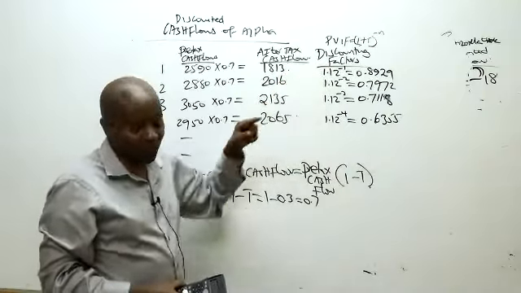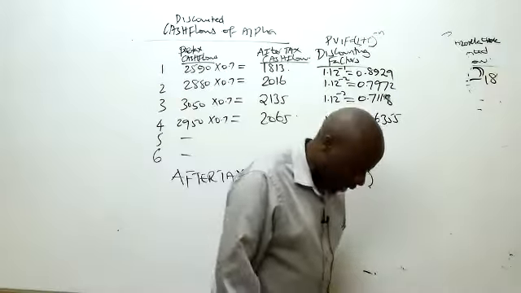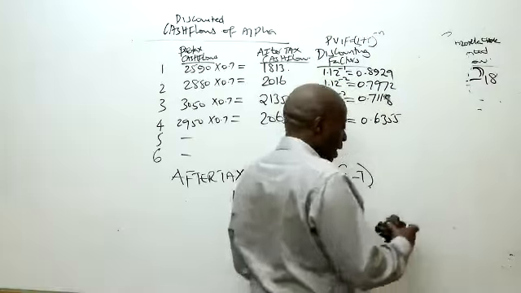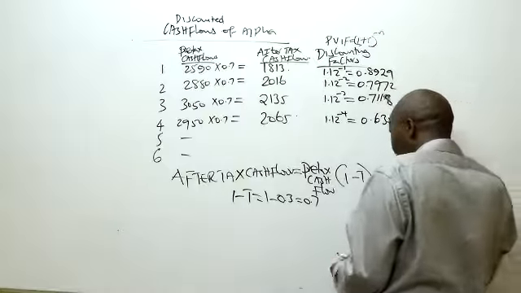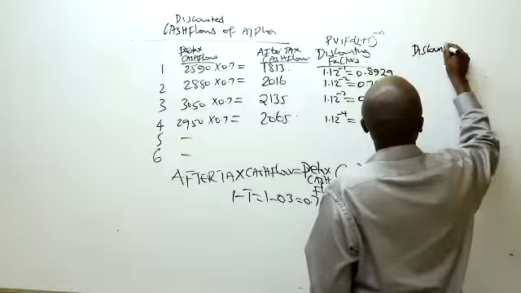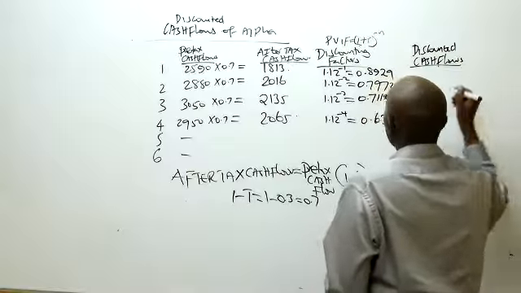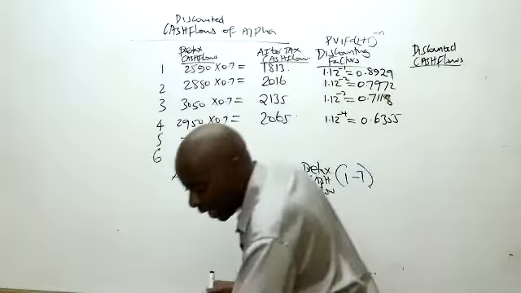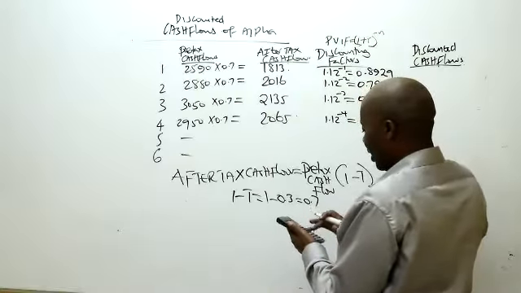Now, once I have my discounting factors, I will move with speed to multiply them with this, so that I can get what we call the discounted cash flows. Move with speed for you to give us the discounted cash flows. So we have here discounted cash flows. What do we have here at the end of the day?